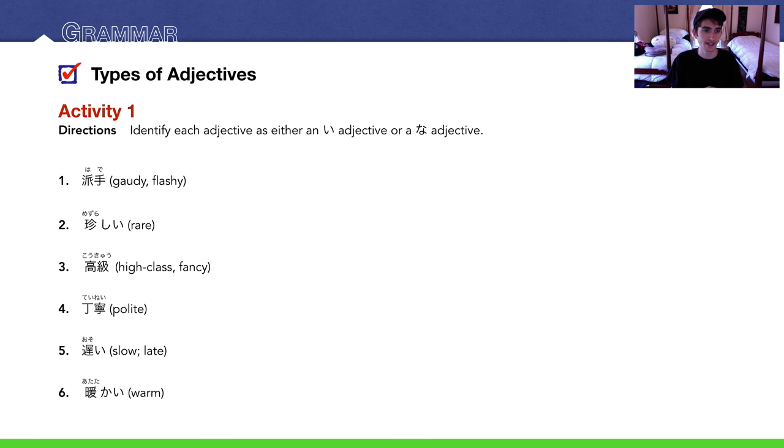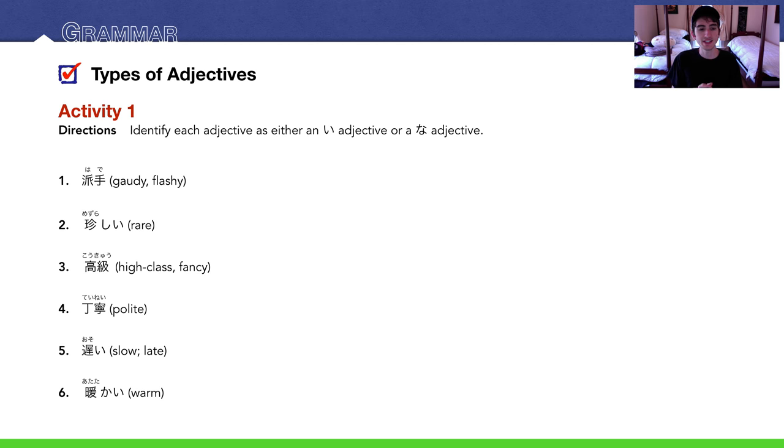Number one, hade. Hade na. This is a na adjective. There's no e anywhere in there, so it's clearly a na adjective. This means gaudy or flashy. Number two, mezurashi. This means rare, and it ends in e. Okay, so this is clearly an e adjective. Number three, kōkyū, high class, fancy. There's no e anywhere, so this is a na adjective.